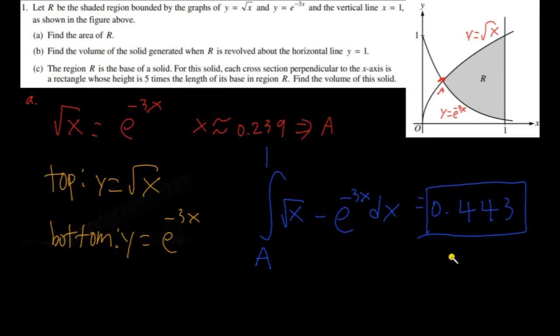Now let's look at part B. Alright, part B. Now we're asked to find the volume of the solid generated when R is revolved around the horizontal line y equals 1. Let's sketch that real quick on here. So y equals 1 is this horizontal line, so it'll look something like that.